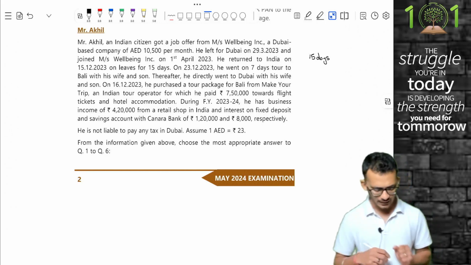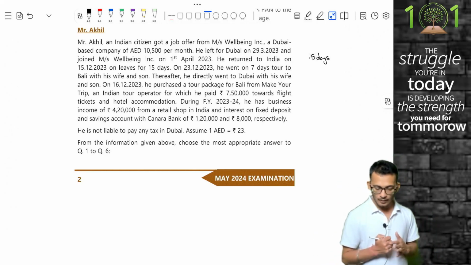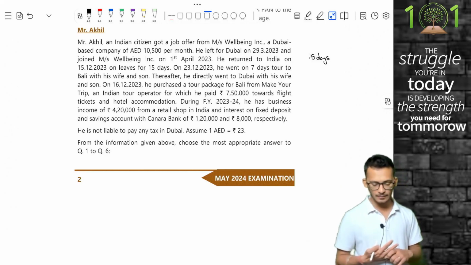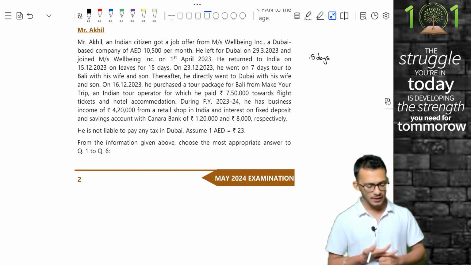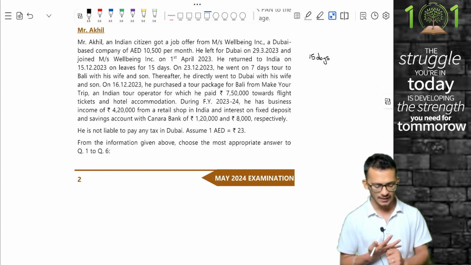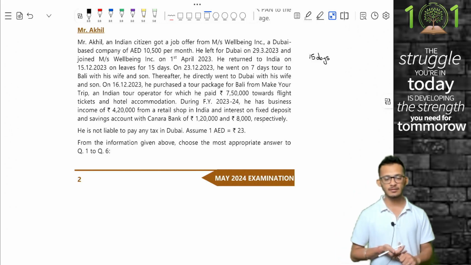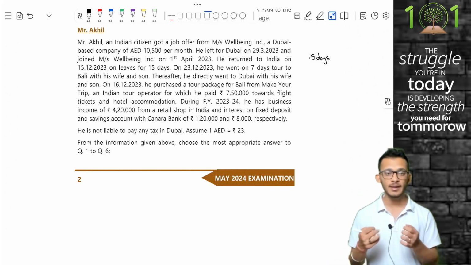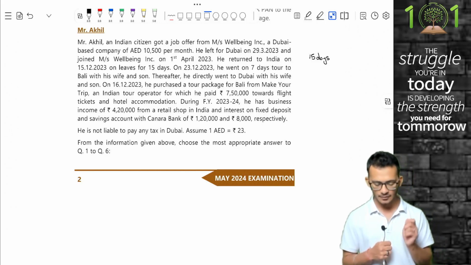His Indian stay is only 15 days right now. On 16th December 2023, he purchased a tour package for Bali from Make My Trip, an Indian tour operator, for which he paid 7,50,000 towards travel tickets and hotel accommodation. Now notice one thing very carefully. This person has taken an overseas tour package, 7,50,000, from an Indian person. Does it matter, Rahul?